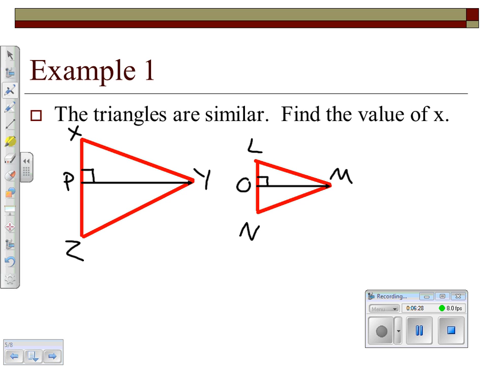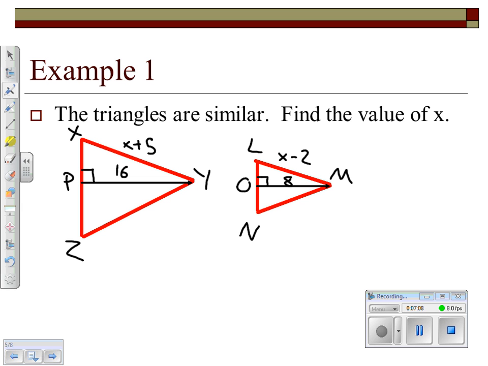Since PY and OM both go through a vertex and they also make a right angle, they're both altitudes. So if I give you, let's say, x plus 5 and x minus 2, and I give you that this altitude is 16 and this altitude is 8, we could set up and solve a proportion to find x.